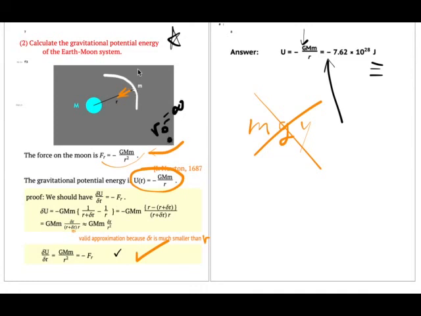this has a potential energy which is negative compared to the potential energy infinitely far away from the Earth-Moon system. And that's because the Moon is attracted to the Earth. So as the Moon moves from infinitely far away to its actual distance, its potential energy decreases from 0 down to minus 7.62 times 10 to the 28th joules.